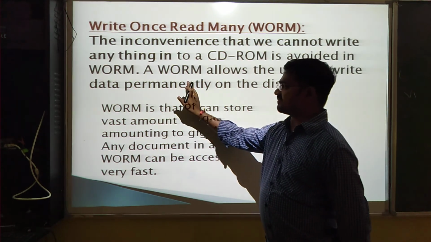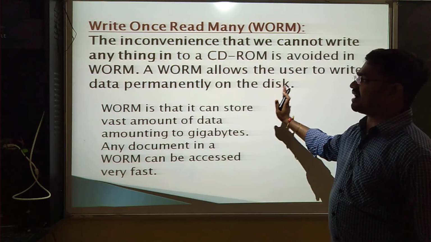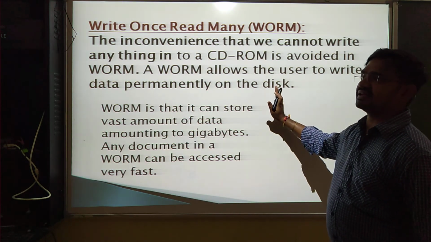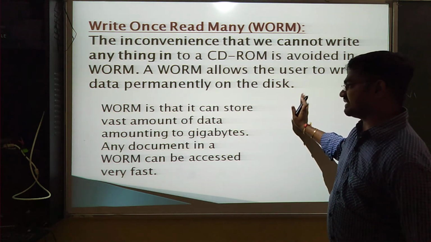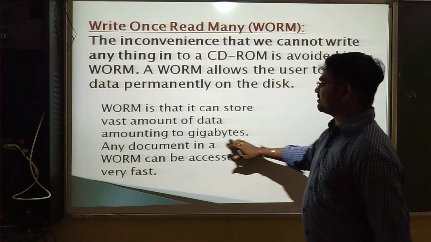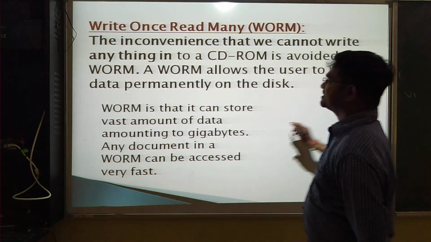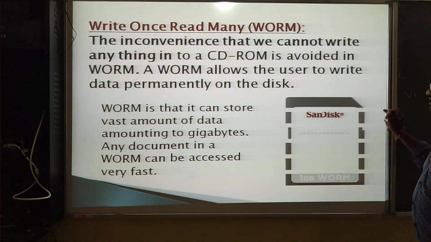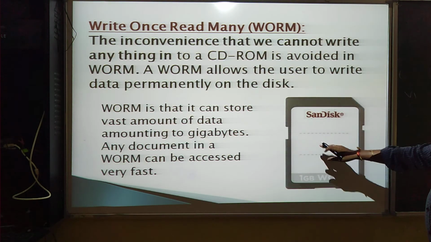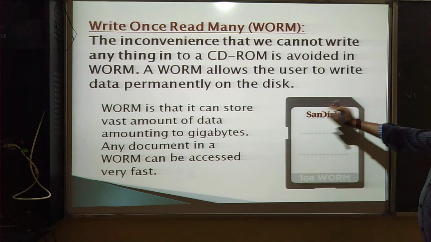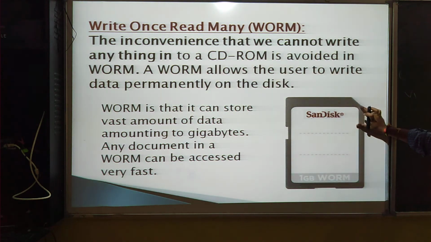Floppy disks and CD-ROMs carry megabytes, that means 1.44 MB and 600 MB. Then the WORM carries gigabytes, and the access is very fast. This is the need of the WORM. Then next one, this is the ROM, used in some digital cameras and so on.